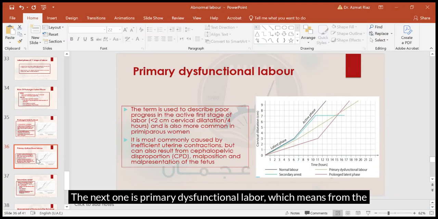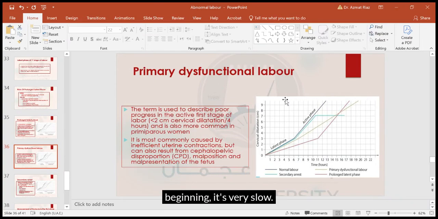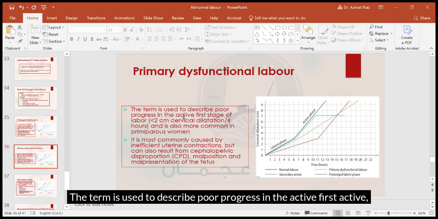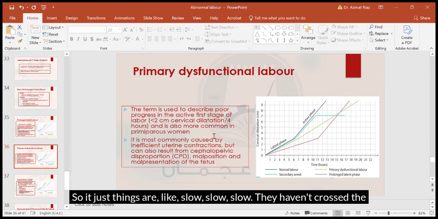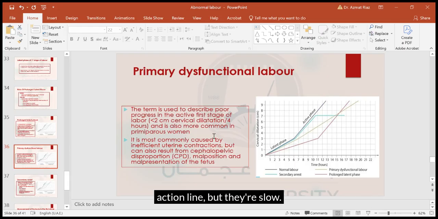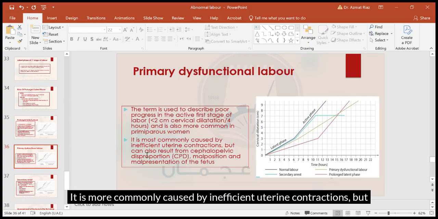The next one is primary dysfunctional labor, which means from the beginning it's very slow. Remember, we said in 4 hours the minimum is 2 centimeter. The term is used to describe poor progress in the active phase of the first stage of labor when there is less than 2 centimeter cervical dilatation per 4 hours, and is also more common in primiparous women. So things are just slow, slow, slow. They haven't crossed the action line, but they're slow. It is more commonly caused by inefficient uterine contractions, but it can also result from CPD, malposition, and malpresentation.